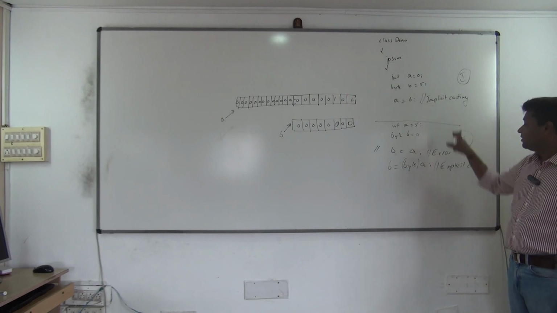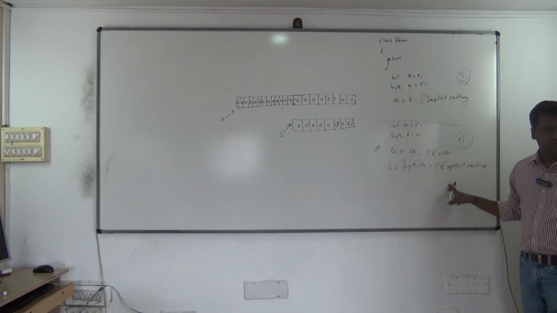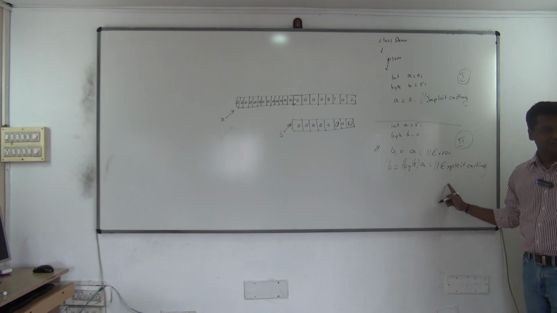So understand the difference. This is the syntax for implicit casting. This is the syntax for explicit casting. Understand? This is the syntax. So whenever you see code like this, understand that you are doing explicit casting.